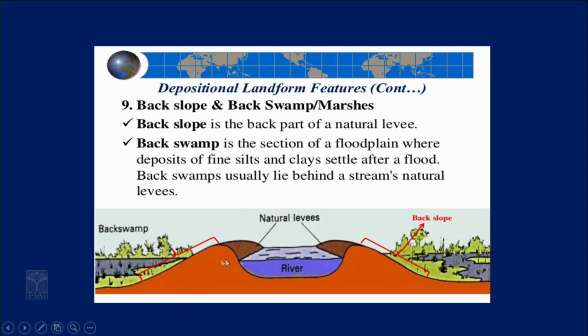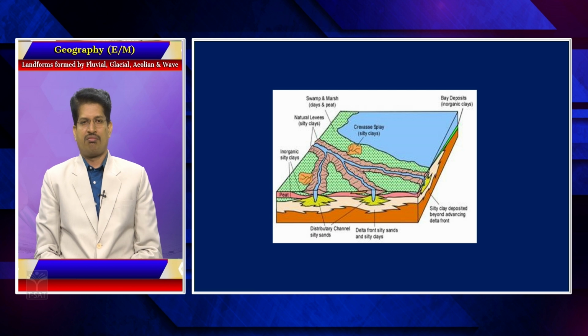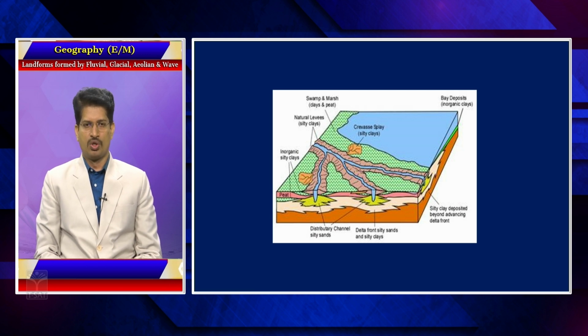Back slopes, so these are known as the back slopes. In these back slopes, what happens is, because of the seepage of water percolating, it leads to the formation of a swamp ecosystem here. At the end, before meeting the ocean, the rivers form deltas.